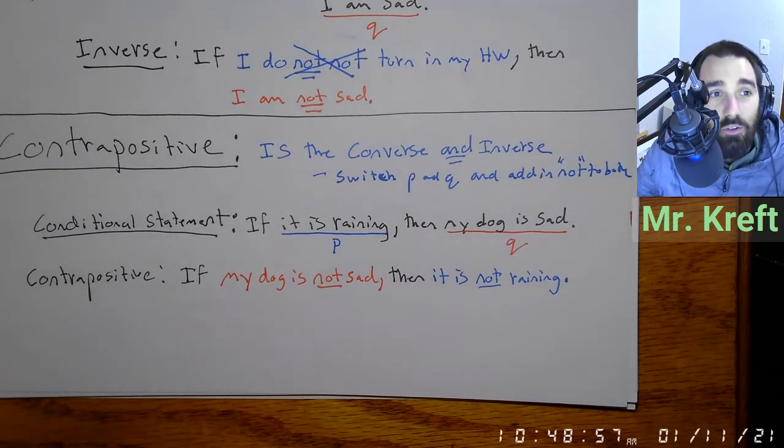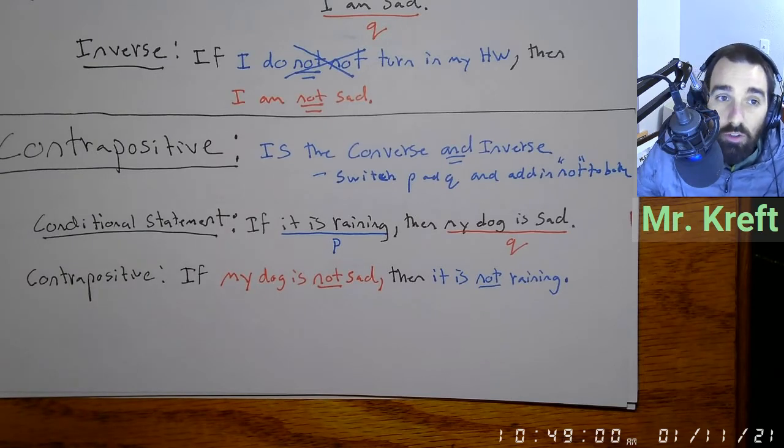Okay. So that is what a contrapositive is. You switch P and Q and add the not into both.